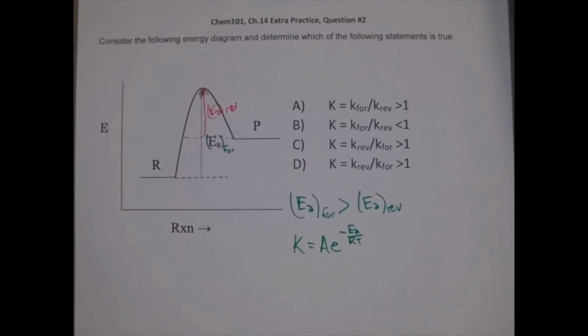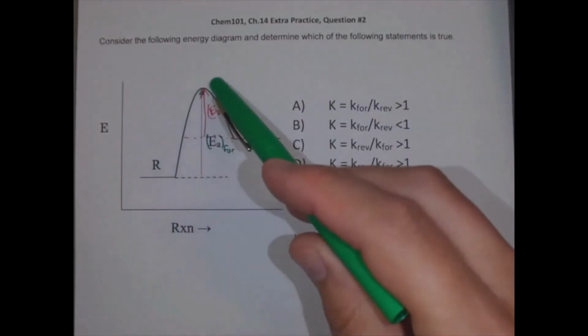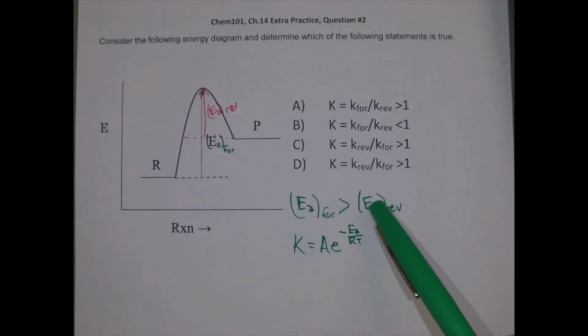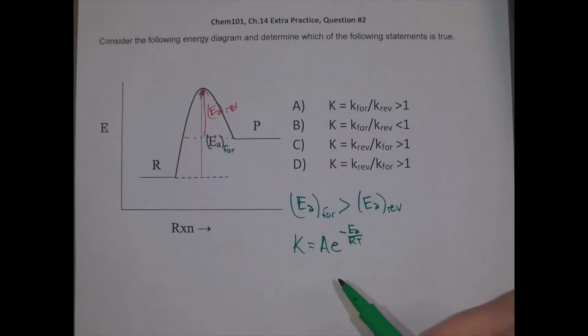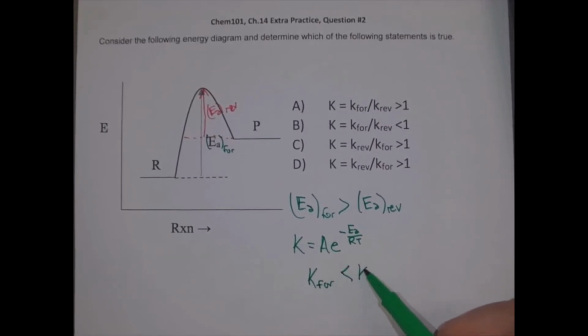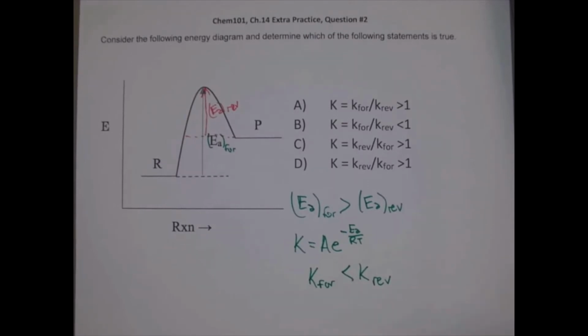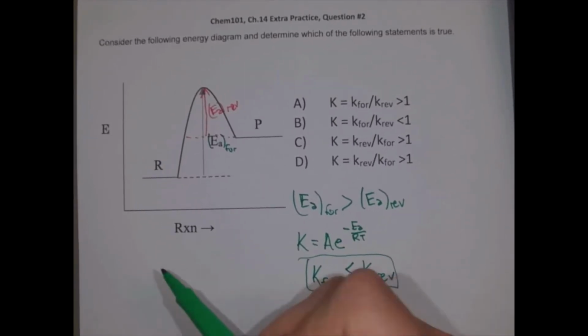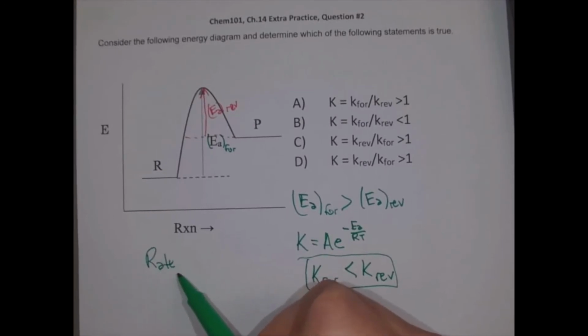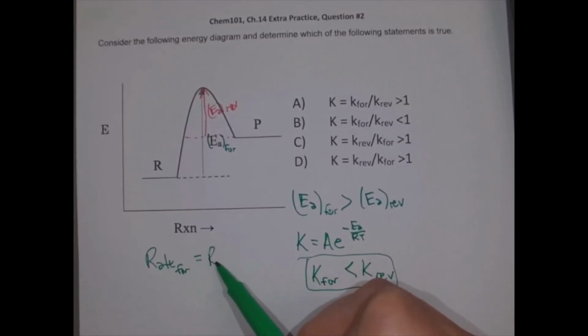What that tells us in this case is that, because the activation energy for the forward reaction is larger than the activation energy for the reverse reaction, the rate constant for the forward reaction is less than the rate constant for the reverse reaction. And why is that important? Well, it goes to something else we talked about at the beginning of chapter 14, the relationship between these rate constants and the equilibrium constant. Remember that by definition, something is at equilibrium when the rate of the forward reaction is equal to the rate of the reverse reaction.